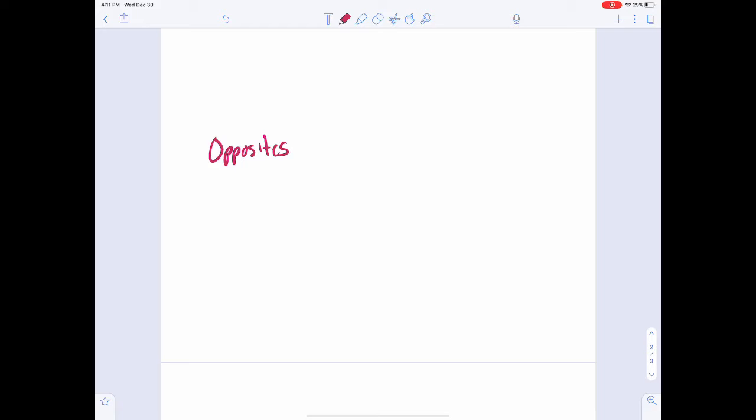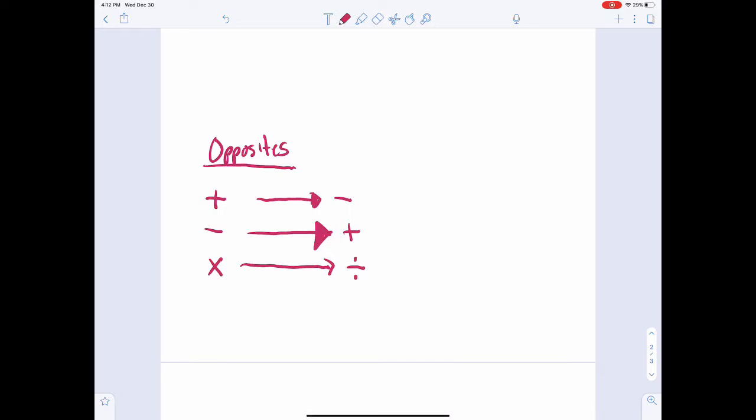Opposites in math. The opposite of plus is minus. That's important to know for this. The opposite of minus is plus. The opposite of multiply is divide. And the opposite of divide is multiply. So it's definitely important to know what the opposite of something is as we do these equations.